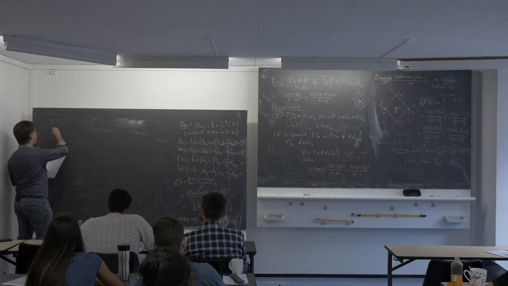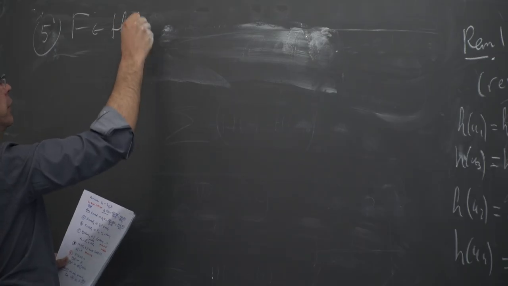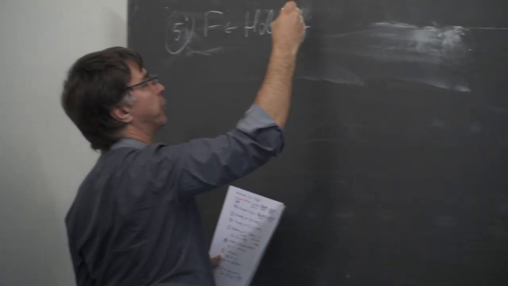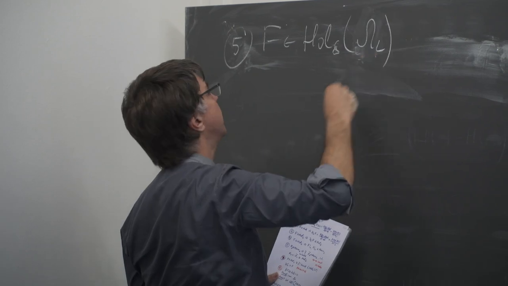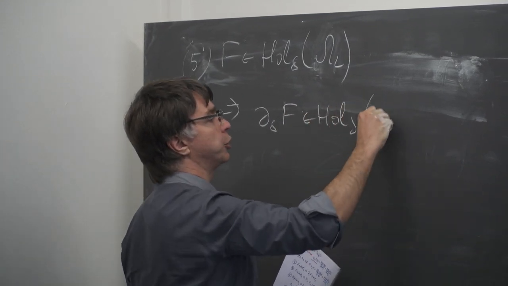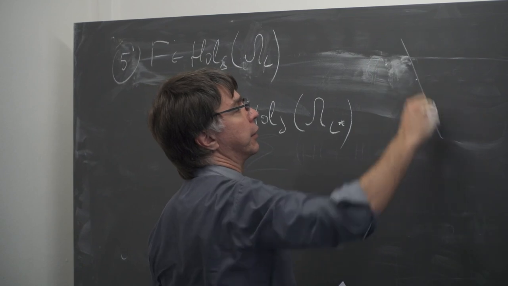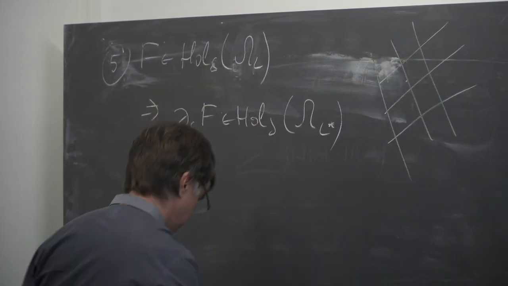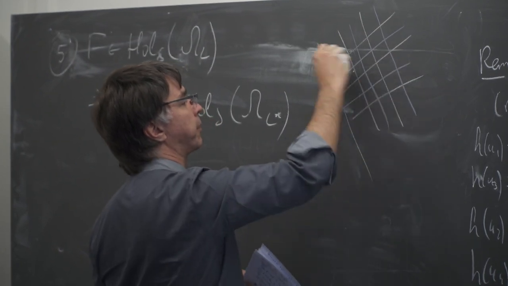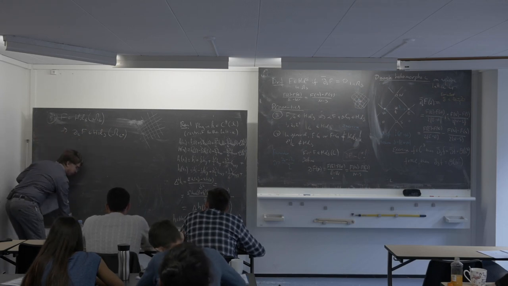So that's property 5: f holomorphic on a domain omega in a lattice L implies that df is discrete holomorphic, but on the dual lattice, on the same domain in the dual lattice. So you take f on this lattice, but the derivative of f will be defined on the dual lattice. But the second derivative will be defined back on the same lattice. So not to despair.